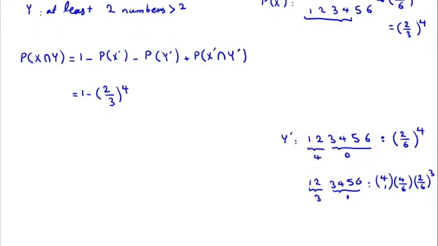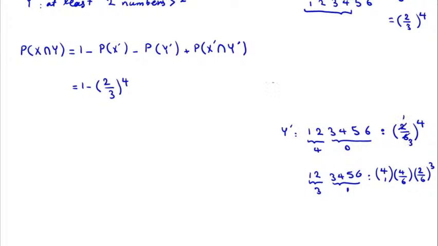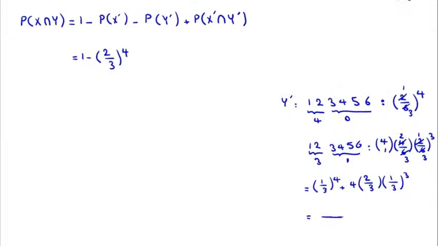Now, let's simplify this part. 2 over 6 will be 1 over 3. And this part, 4, we divide both of them by 2. So it will be 1 over 3 to the power of 4 plus 4 times 2 over 3 times 1 over 3 cubed. So the denominator will be 81. 1 plus 4 times 2, 8, 9 over 81. And for this one, we can say it is 16 over 81. 2 to the 4, it's 16 over 81.